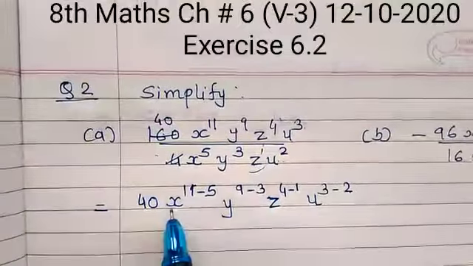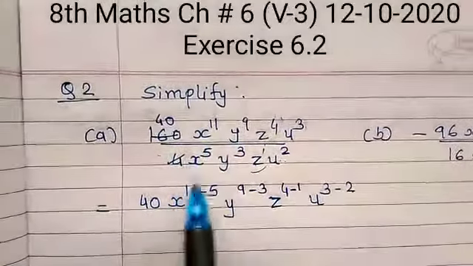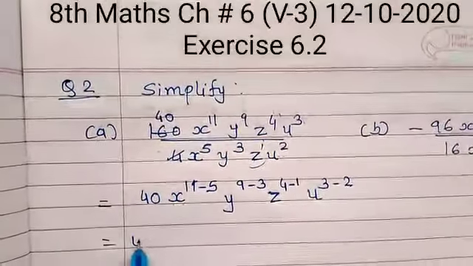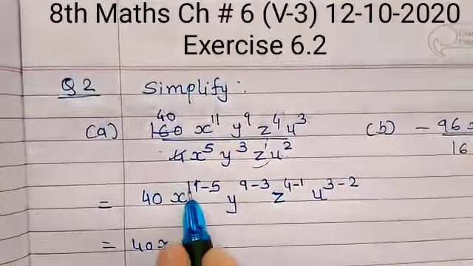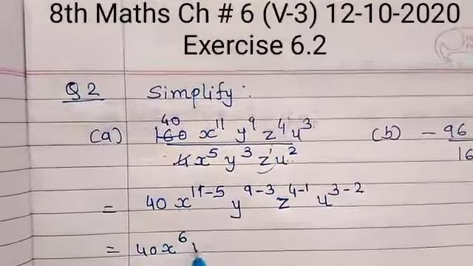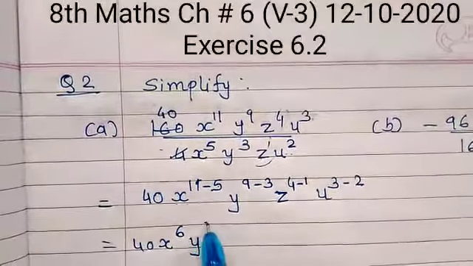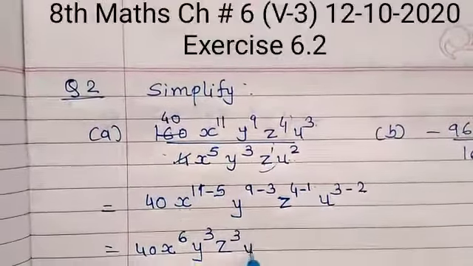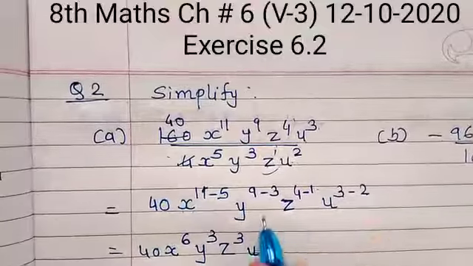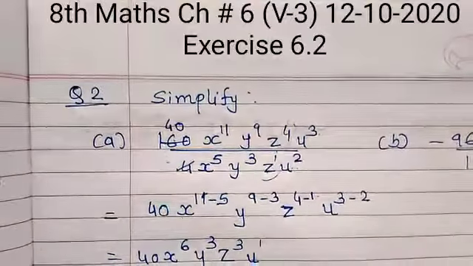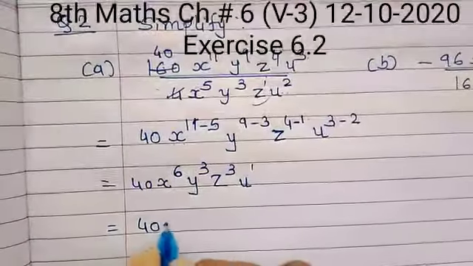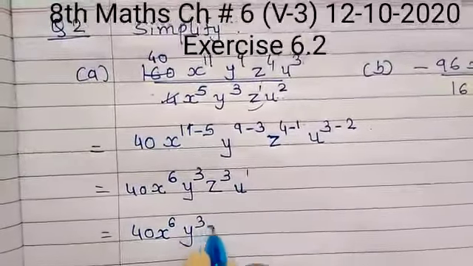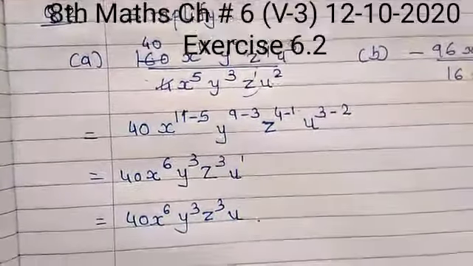We have to just simplify this taking the like terms only. Okay, so 40 x, 11 minus 5 is equal to 6, y raised to 9 minus 3 is equal to 3, z, 4 minus 1 is equal to 3, and u, 3 minus 2 is equal to 1, right? Like this way you will get the answer. We can write 40 x raised to 6, y raised to 3, z cube, and u as it is.